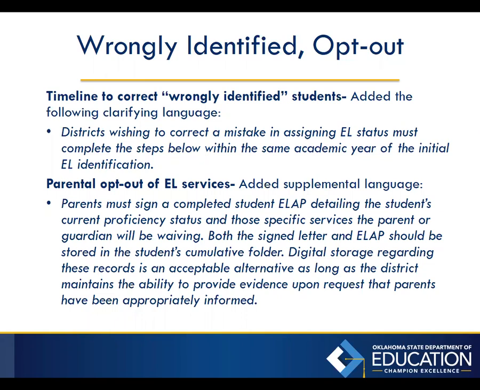What we had happen was a few districts tried to come back 3 and 4 years later and say that the student had been initially misidentified back in, you know, 2013, 2014. And that's not appropriate. I mean, if there's a misidentification, we need to be on top of getting it within that academic year.